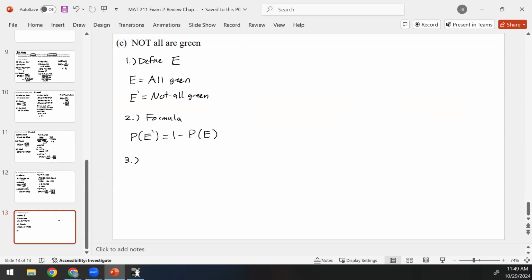So step 3 is to find total. Again, total still the same. I have 15 marbles and I'm still choosing 4, right? So we're still doing 4 marbles. And from there, we get 1365. Step 4 is to find the number of E when they're all green, because this is the one that I need to find.